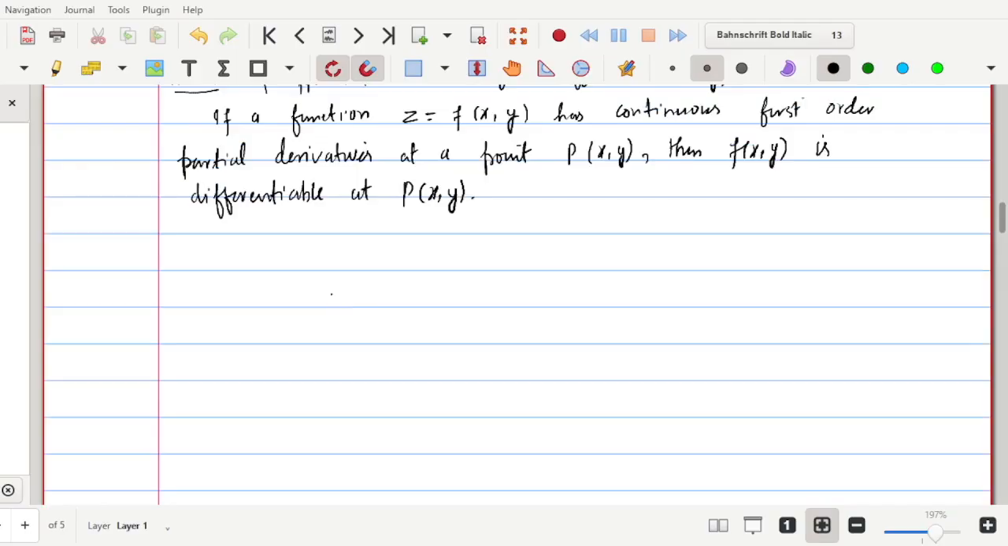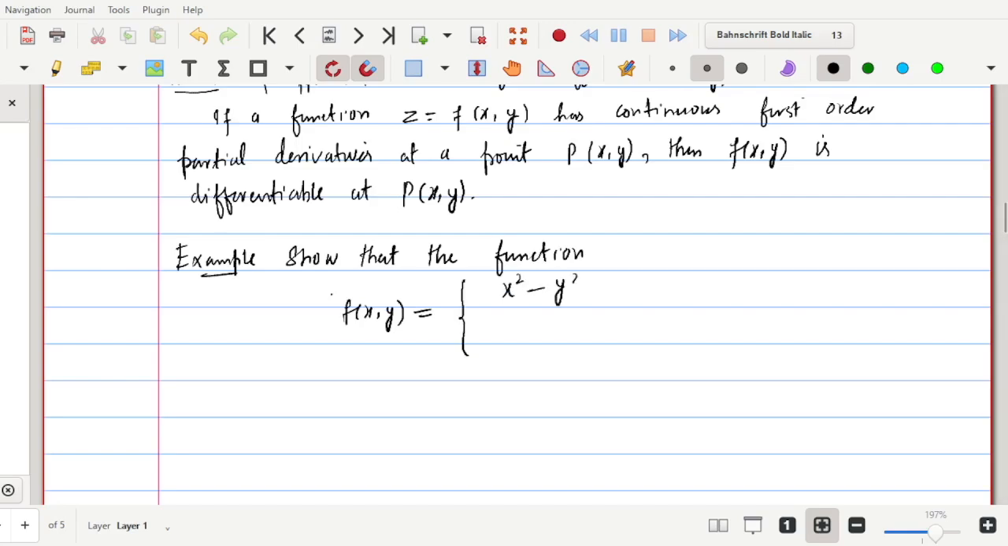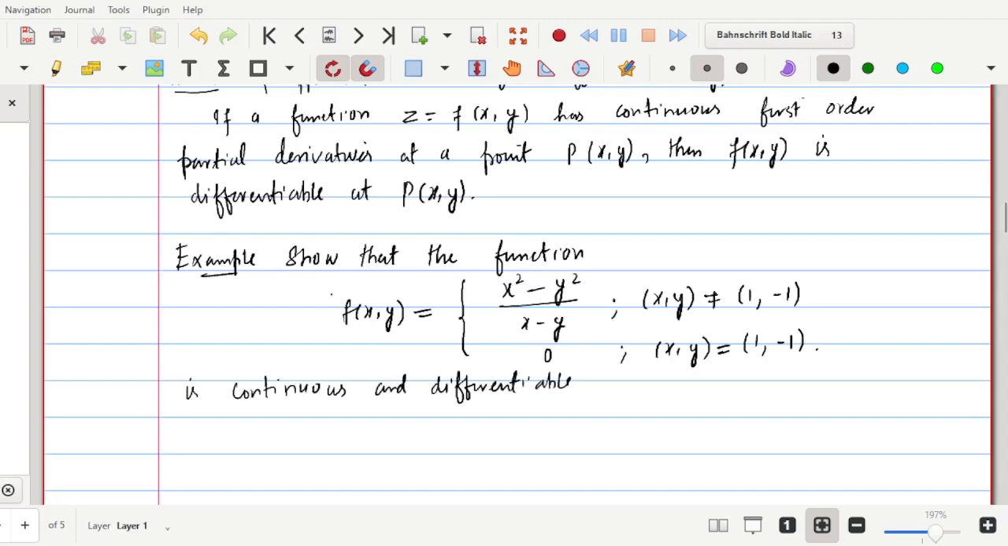Now let's take one example here of how we can see whether the partial derivatives are continuous. So let's take an example in this case. Show that the function defined as f of xy is equal to x square minus y square divided by x minus y when xy is not equal to 1 comma minus 1, and this is defined to be 0 when xy is equal to 1 comma minus 1. We have to check that this is continuous and differentiable at 1 comma minus 1.